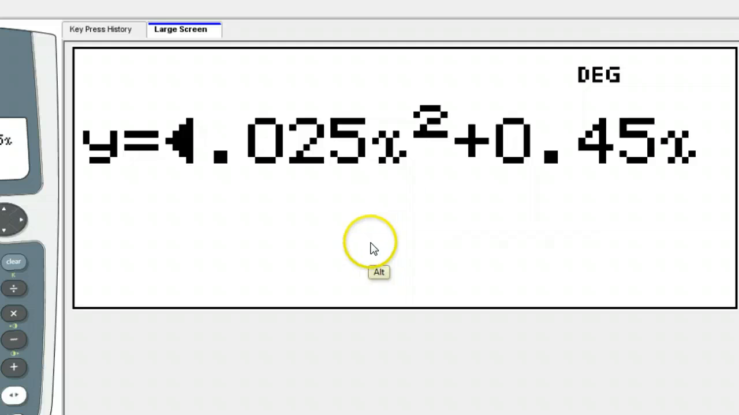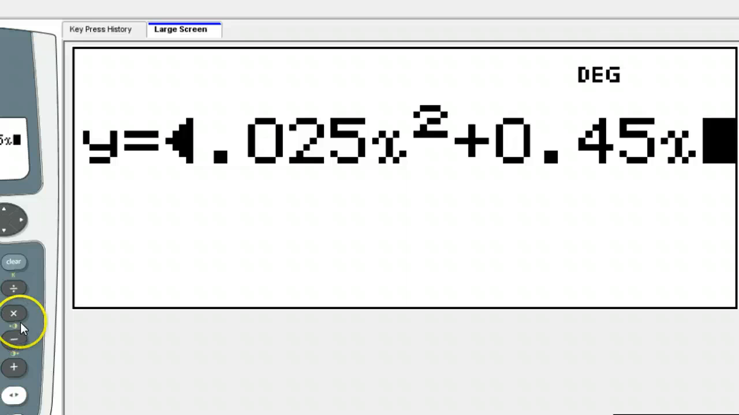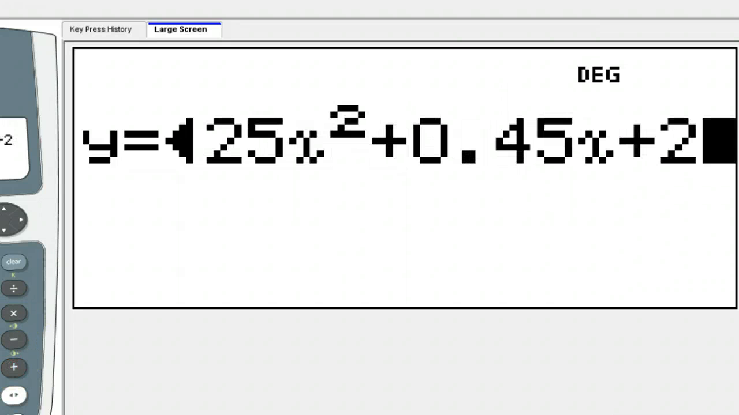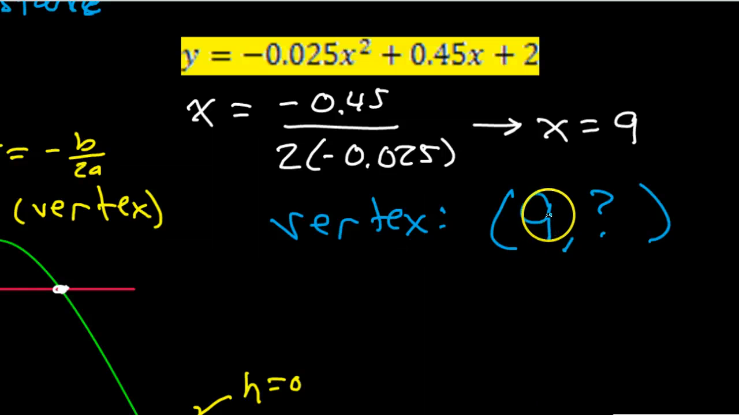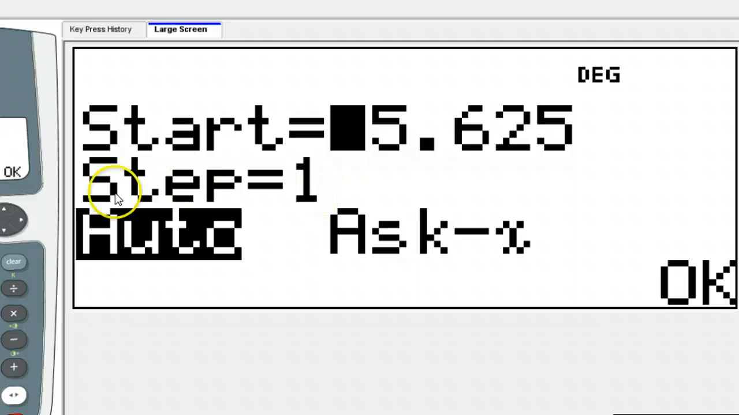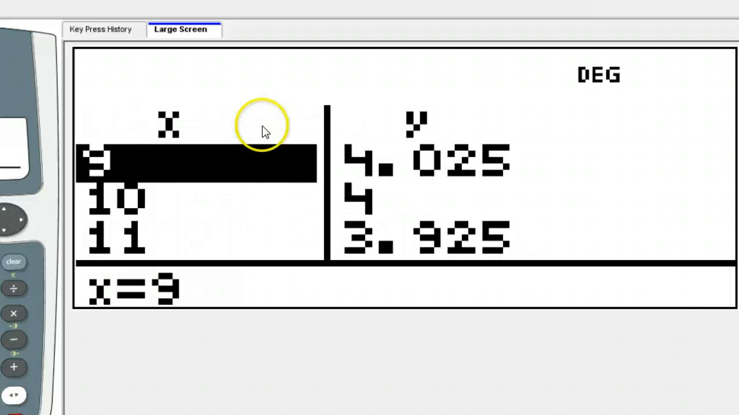Alright, here I'm putting this in the calculator. Plus 2. Okay, it's asking me where I want to start. But I know that I want to know the y value that goes with 9, so let's start at 9. Alright, and just hit enter like 4 times. So, at a horizontal distance of 9, the height is 4.025 feet.